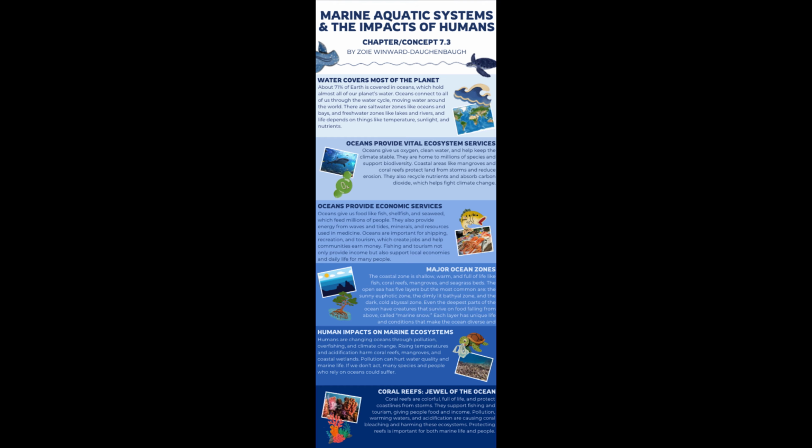The second part of my infographic was titled Oceans Provide Vital Ecosystem Services. So it shares what the ecosystem services are that we get from the oceans. There are natural benefits we receive that help life on Earth function. The ocean gives us oxygen, a huge amount of which comes from marine algae and phytoplankton. Clean water, climate stability, nutrient recycling, and also carbon absorption.